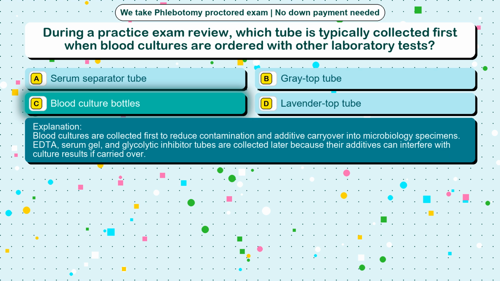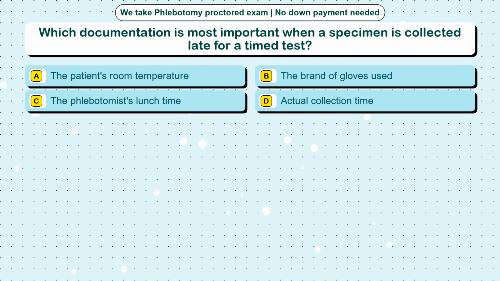EDTA, serum gel, and glycolytic inhibitor tubes are collected later because their additives can interfere with culture results if carried over. Question 65. Which documentation is most important when a specimen is collected late for a timed test?